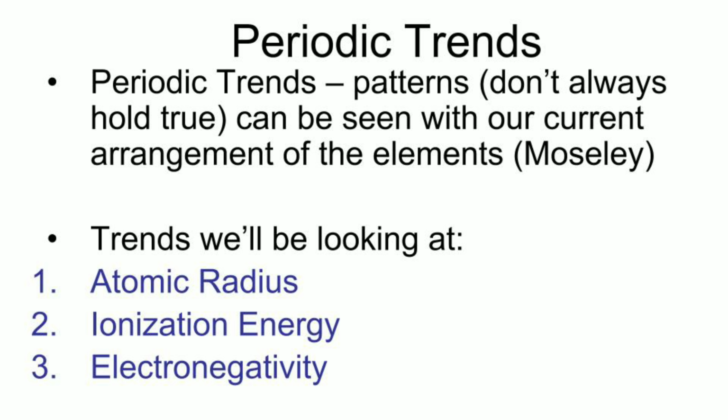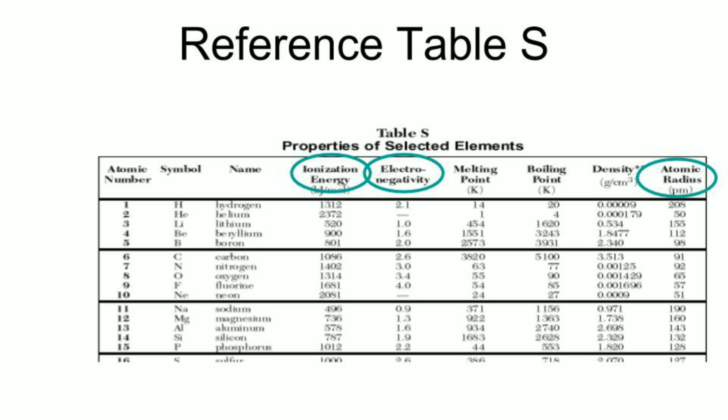A periodic trend is just a general pattern. The three periodic trends that we are going to be concerned with are the trends in atomic radius, first ionization energy, and electronegativity. The good news is there's no need to memorize these trends, as for every test you'll be given a Regents chemistry reference table. On reference table S, you'll find the data you need to locate the trend.